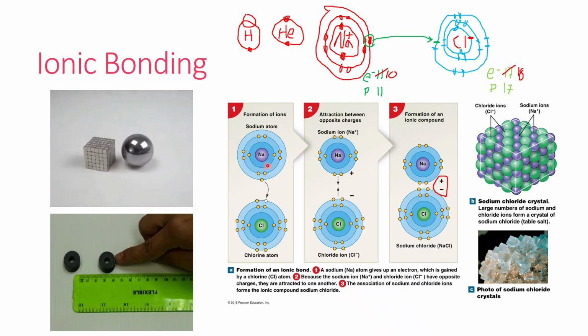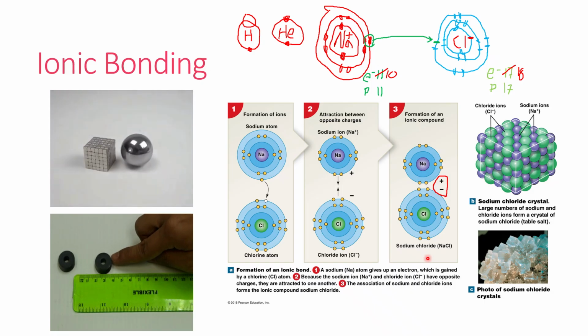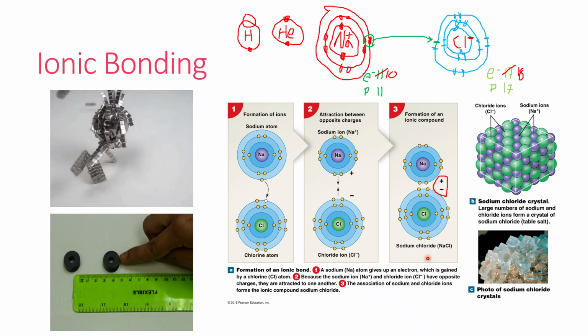So here, sodium and chlorine, because they are ions, oppositely charged ions, they're going to be attracted to each other, and they form this ionic bond. And we now have a molecule called sodium chloride, more commonly just known as table salt. Okay, so this is ionic bonding.